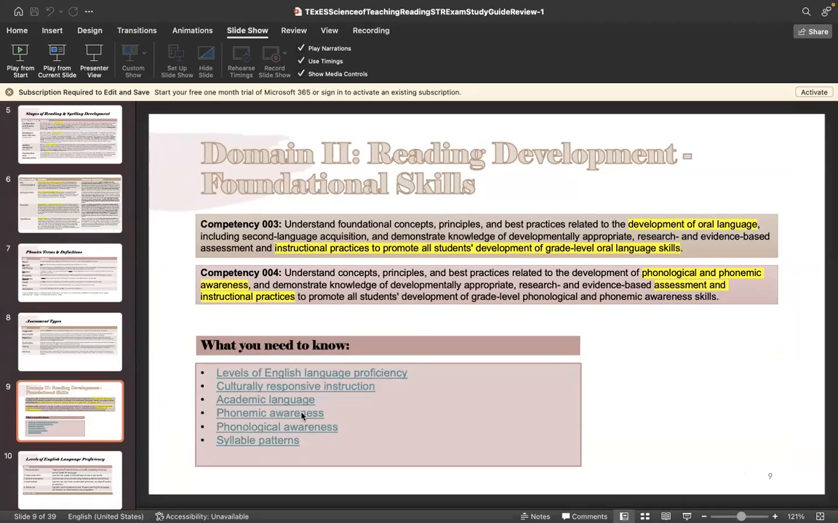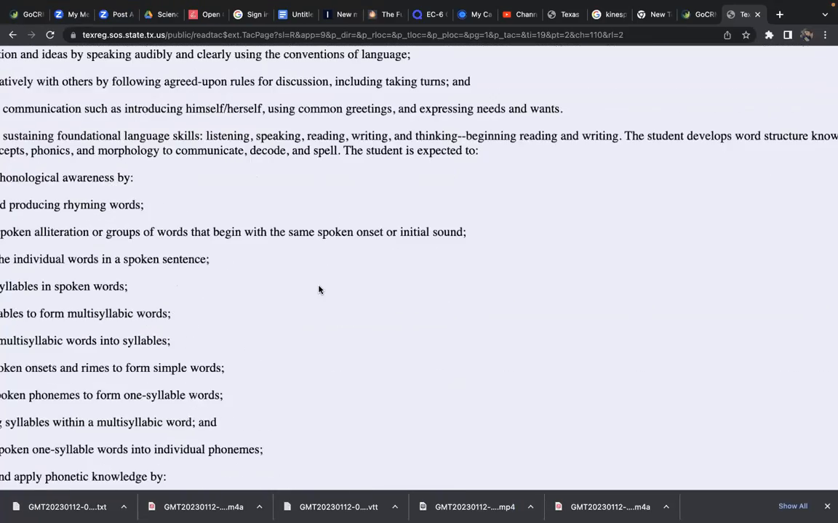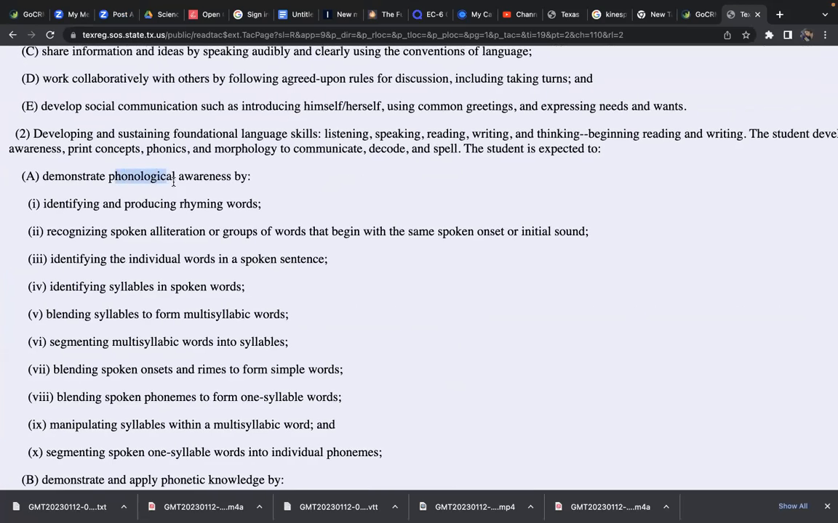Academic language, phonemic awareness, phonological awareness, syllable patterns. Syllable patterns is under phonological awareness. Actually, phonemic awareness is under phonological awareness. And so competency 4 is about phonological, which is the overarching umbrella. Phonemic awareness is underneath phonological awareness. And it includes many, many things. And we'll go back to the TEKS right now and just take a look. We know that phonological awareness is the larger area. All of these are phonological awareness.